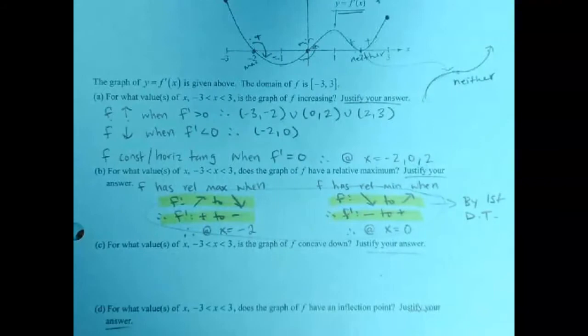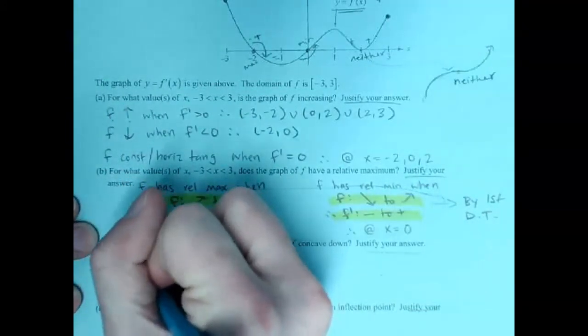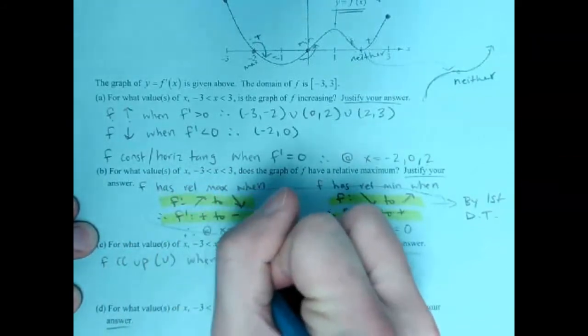We're going to do concave up and concave down, just so we're covered for everything. But it says, where is the graph concave down? I'm going to do concave up first. F is concave up when your second derivative is positive.